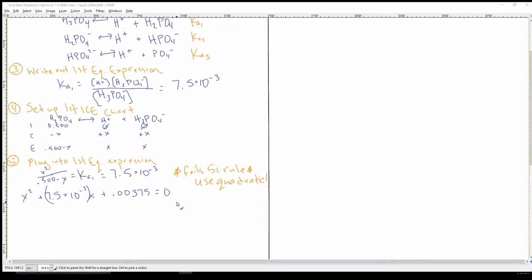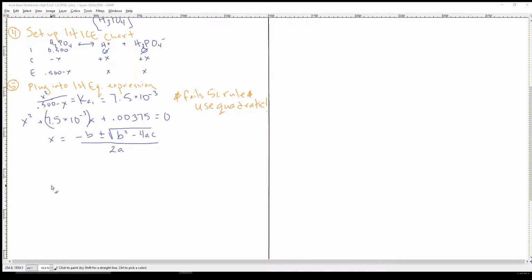All right, so we know that x is equal to negative b plus or minus the square root of b squared minus 4ac all over 2a. Okay, moving down more. So let's plug in: b is negative 7.5 times 10 to the negative third. And again, this is something you could try without me. You could mute the video and then check it at the end.